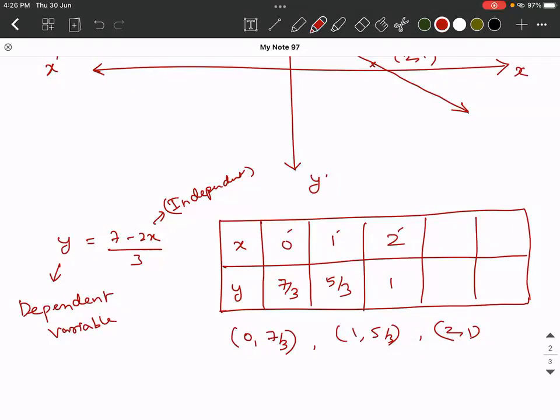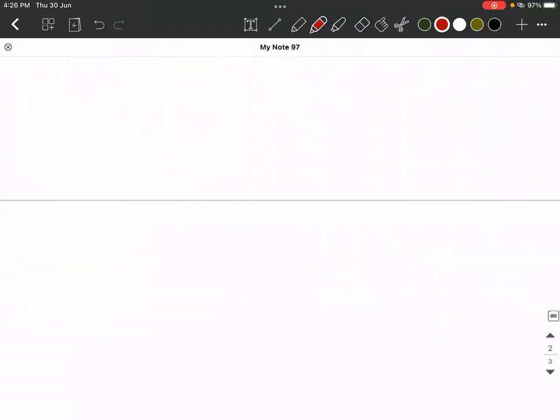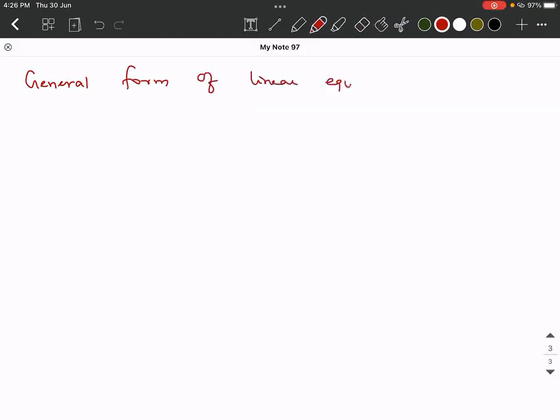Shall we proceed? Yeah. Now let's see. If I ask what is the general form of a linear equation in two variables, can someone tell me? In two variables, you have ax plus by plus c is equal to 0.